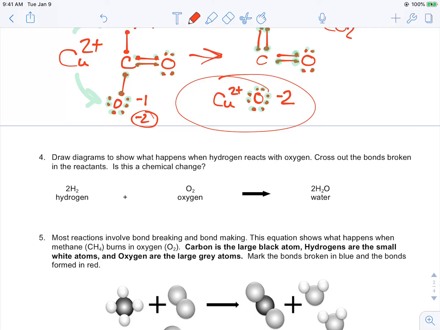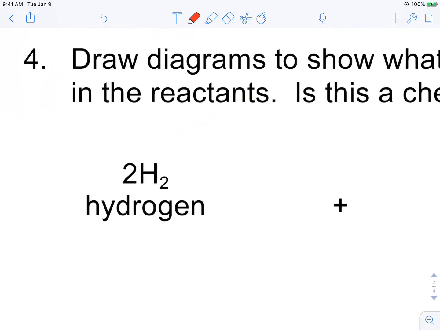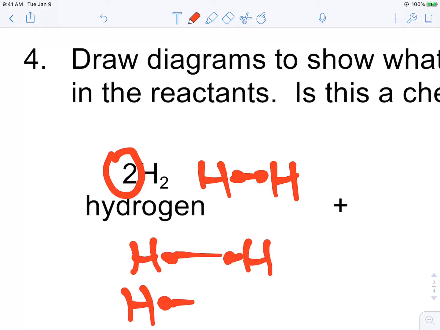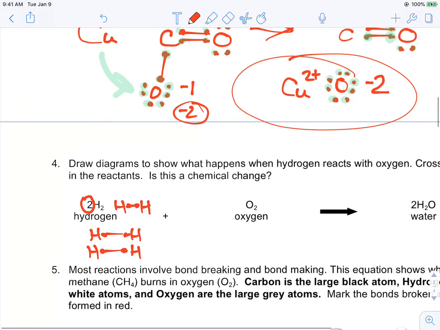Now for number 4, we're going to kind of go simpler. So the gist is you're going to see what's called a coefficient here. The coefficient means how many H to H bonds we have. So H2 looks like that with our 2 valence electrons. Since there's 2 of them, I'm going to have H to H, and I'm going to do it again.